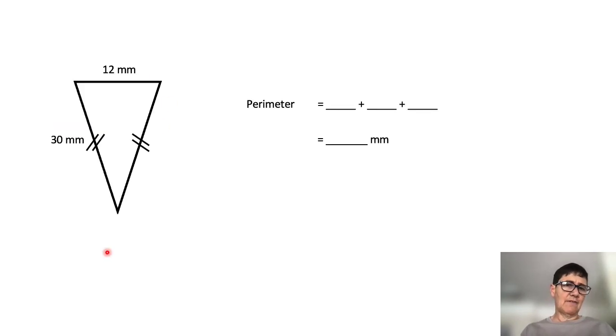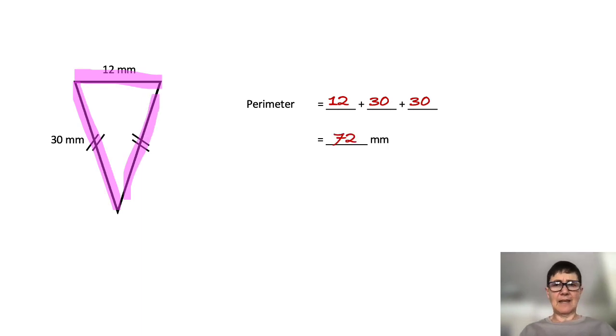This triangle here, find the perimeter. Let's go. We've got 12 millimeters, nothing unusual, plus this next side, 30 mils. Now, this has got that double line here, double line here. You should remember that that means those lengths are the same. So that length there is also 30. Add them all up, 72 mils.